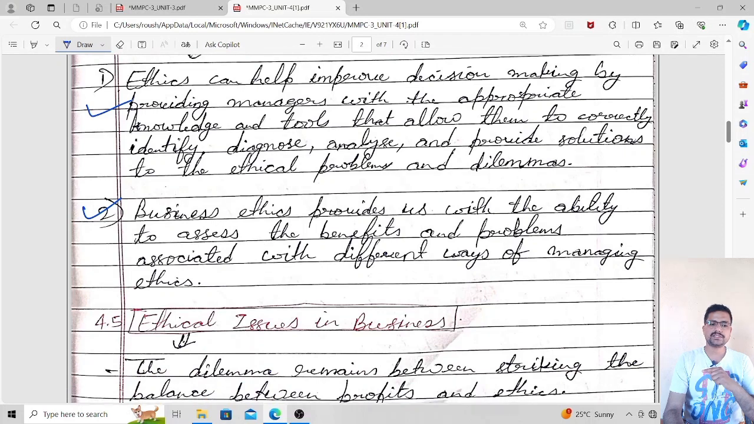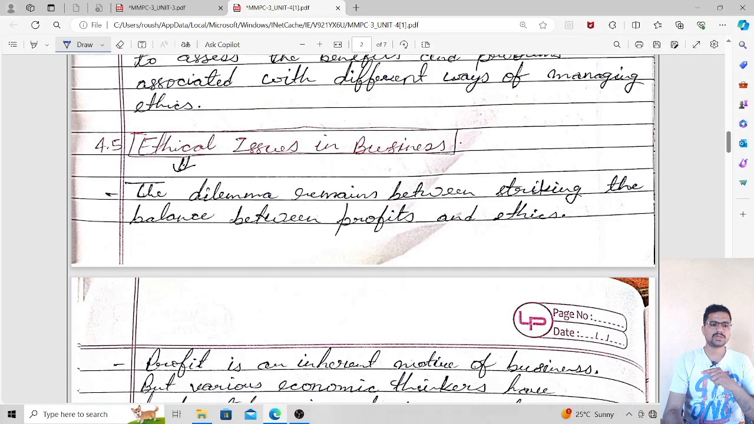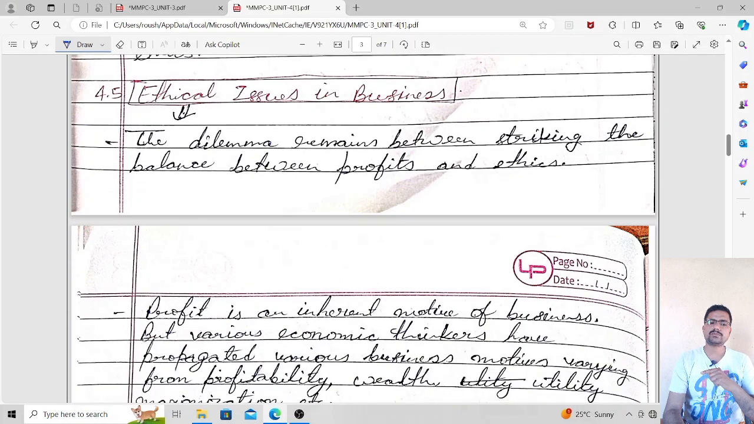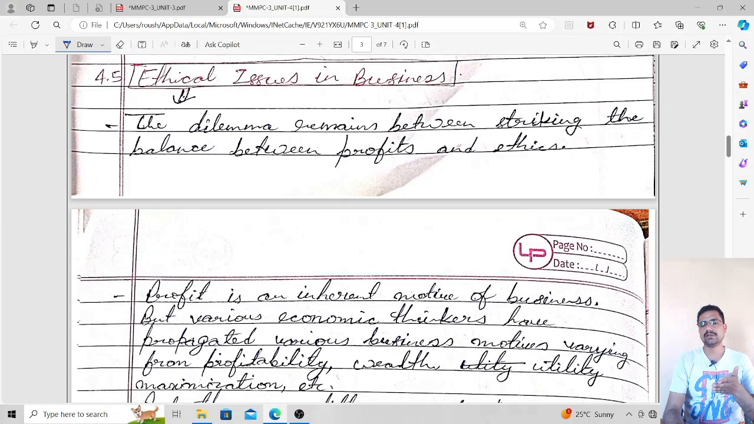Then you have ethical issues in business. So many issues are there. So the dilemma remains between striking the balance between profits and ethics, because businesses are there for getting the profit, but ethics also should be considered when making profit decisions, because if there is imbalance between these two, then it may lead to some kind of problem.